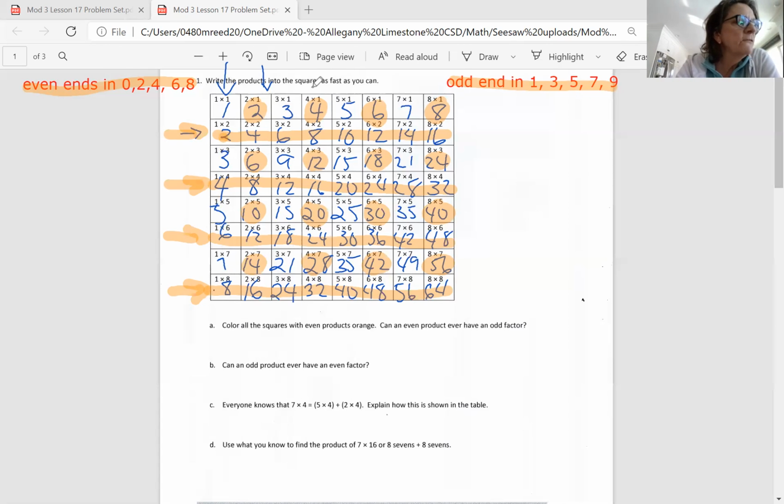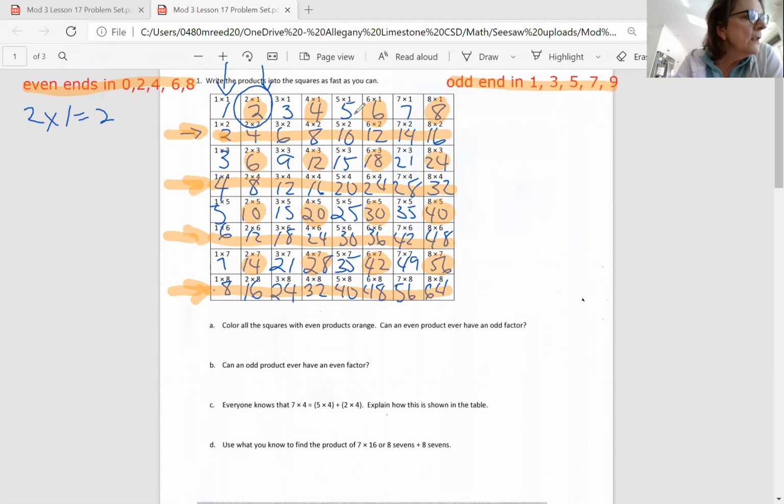All right. Let's look at the first orange square in the table. So the first orange square is 2 times 1 equals 2. And I'm going to encourage you to go ahead and write that on your board here. 2 times 1 equals 2. We're looking at the very first orange square right there.